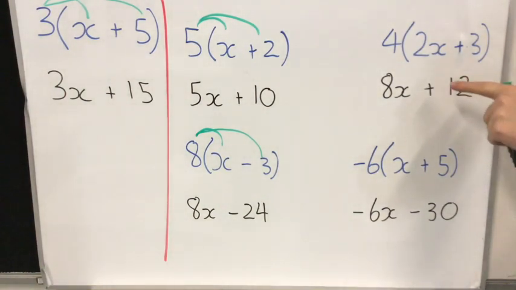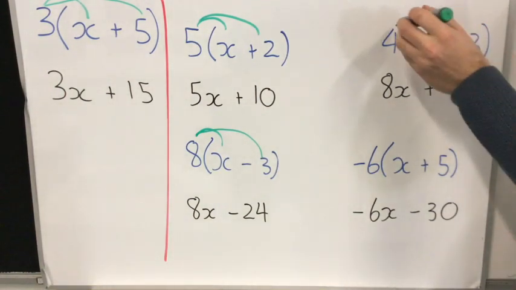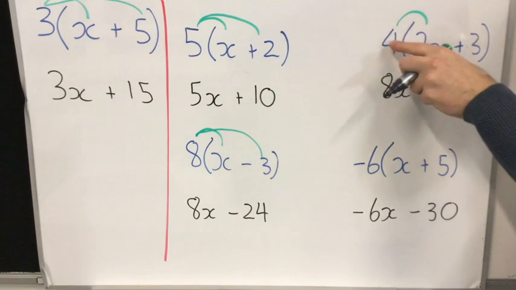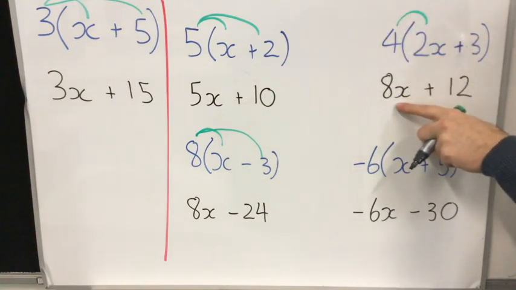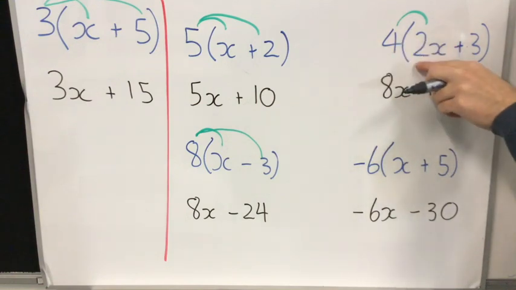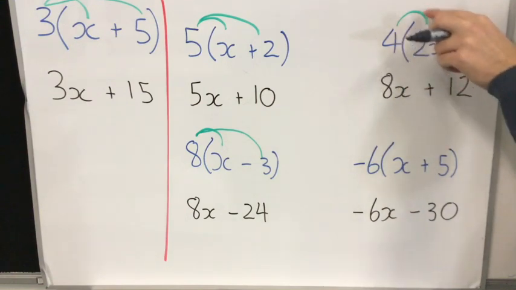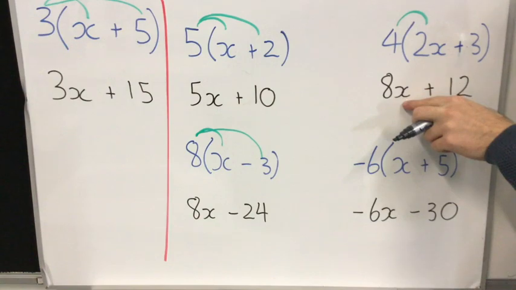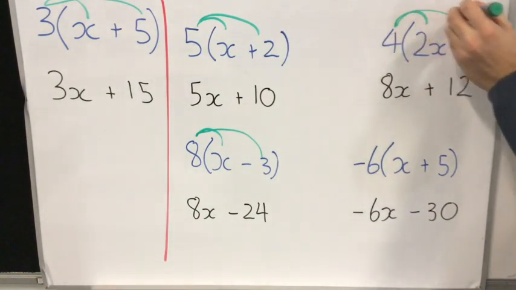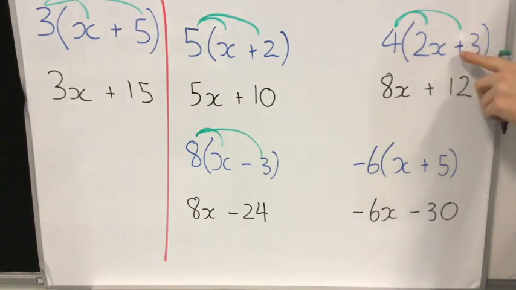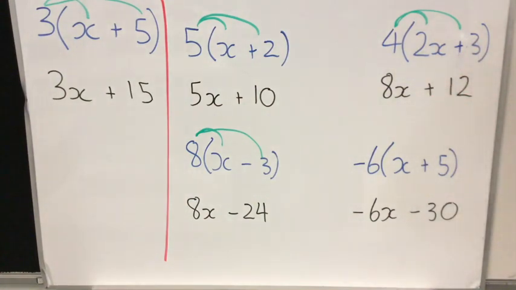Up here, this one got a bit trickier, 4 times 2. So if there's numbers, you times the numbers together and then just write the letter next to it. So this says 4 times 2x. Just times the numbers together and write the letter next to it. You'll get more practice like this in a minute. 4 times 3 is the other part, or positive 3. 4 times 3 is 12.